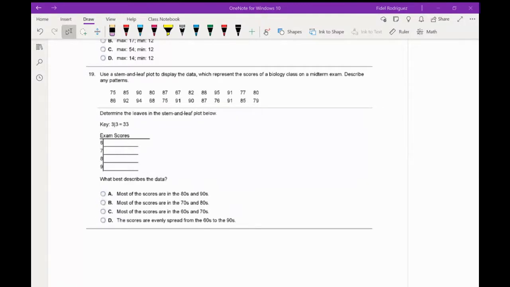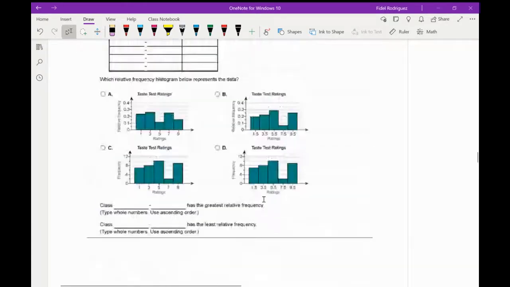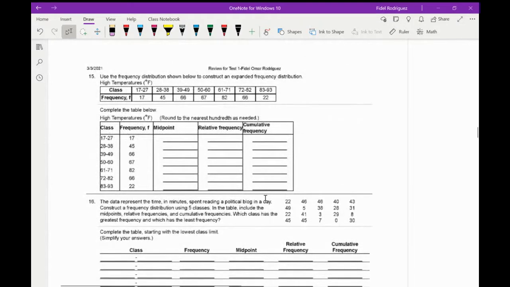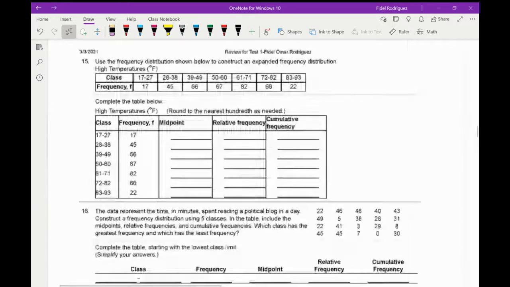Number 15. Okay, so you know what? Before I do number 19, let's do number 15, and this way we're kind of going in order. But we will get to number 19. Okay, so let's see. Number 15 says use the frequency distribution shown to construct an expanded frequency distribution.